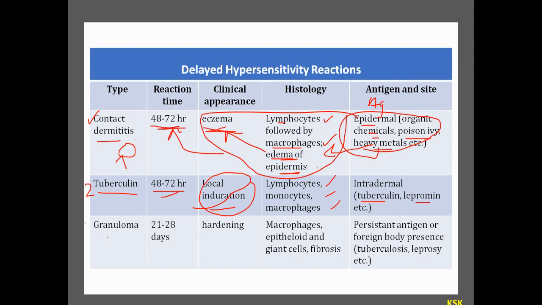The third type of reaction is known as the granuloma. It takes nearly 1 month, 21 to 28 days. This reaction takes place because of hardening, when a persistent antigen or foreign body is present, like in tuberculosis or leprosy. They cause the formation and activation of macrophages, epithelioid cells, giant cells, or fibrosis. Whatever persistent antigen enters causes the hardening and forms the granuloma.